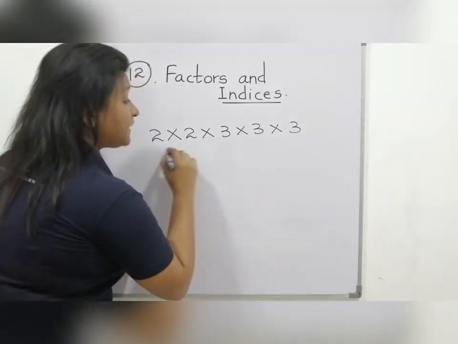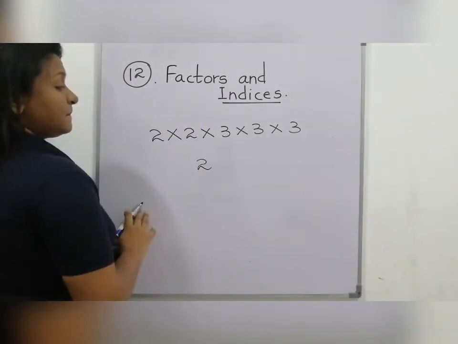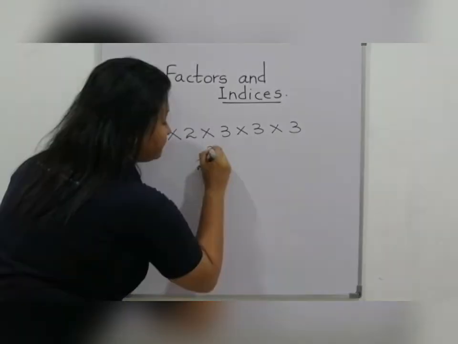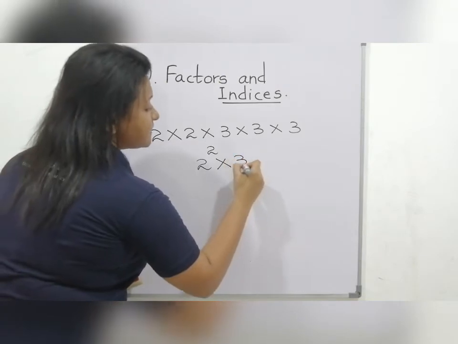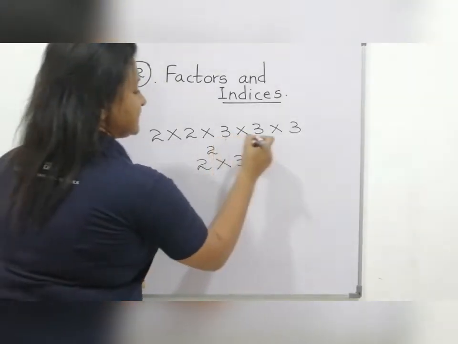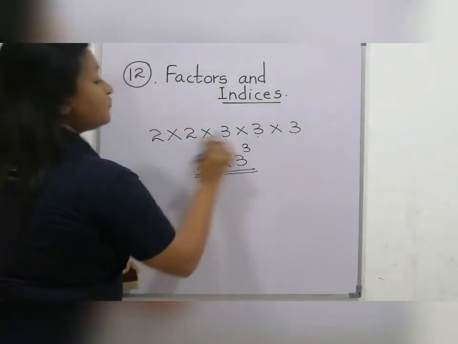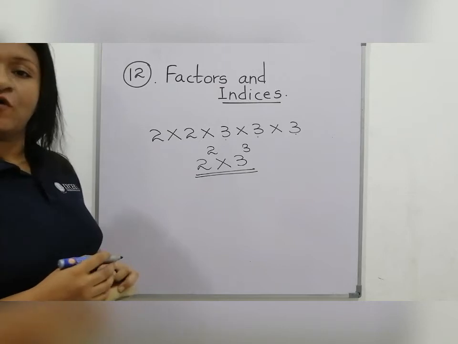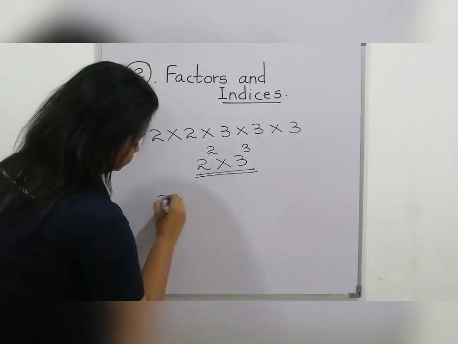Different numbers. So how do we write this in index form? First we will take, there are 2 different bases. 2. 2 is repeatedly multiplied 2 times. Then we can take the other number. It's 3. It is repeatedly multiplied 3 times. So this is how to write this repeated multiplication in index form.